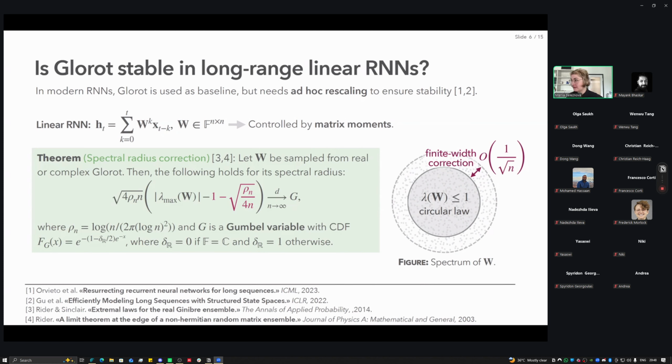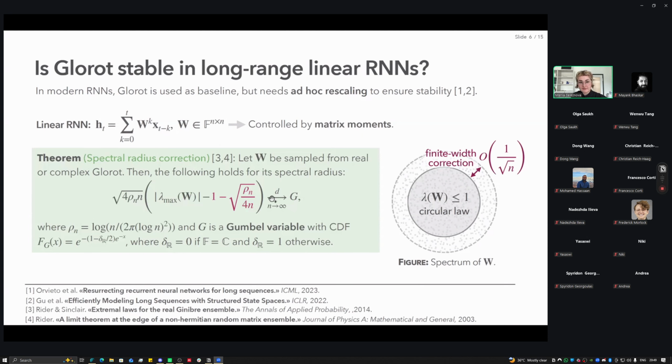But a maybe less well-known fact is that at finite width, for finite matrix size n, there is a small correction to the circular law that makes the largest eigenvalue of W a bit larger than 1. Roughly, the size of this finite width correction is of order 1 divided by the square root of n. The theorem also gives the exact expression for this correction, and on top of this, it tells us that the distribution of the spectral radius is Gumbel. This is true for both complex and real matrices.